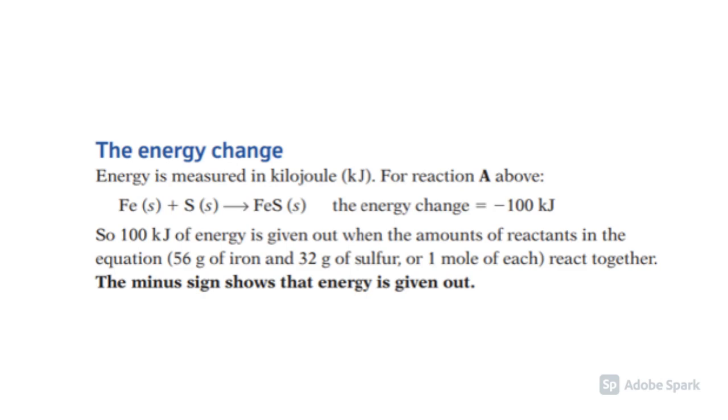For the first reaction that we saw, between iron and sulfur, the energy change is minus 100 kilojoules. It just so happens that we get 100 kilojoules of energy given out when the amounts of reactants in the equation are 56 grams of iron and 32 grams of sulfur. But don't worry how we get these amounts until later in the course. The minus sign shows that energy is given out.